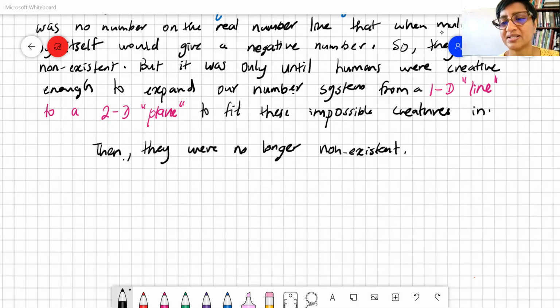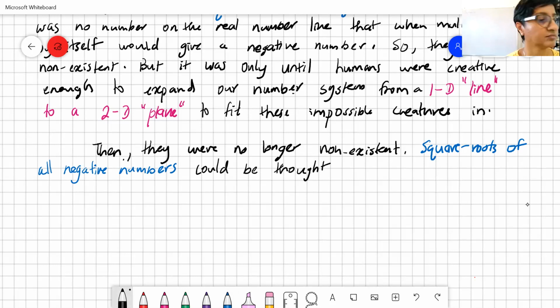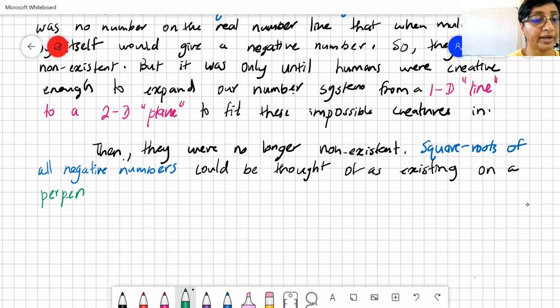Then they were no longer non-existent. Square roots of, okay, let me write that in blue. Square roots of all negative numbers could be thought of as existing on a perpendicular line to the real line.